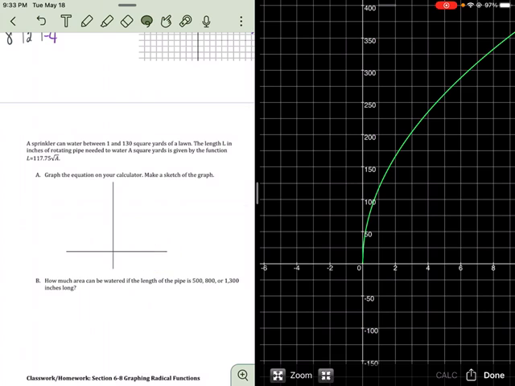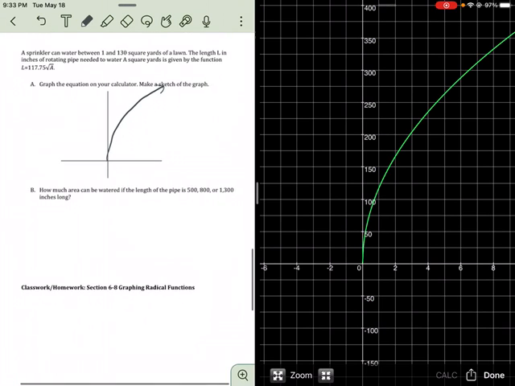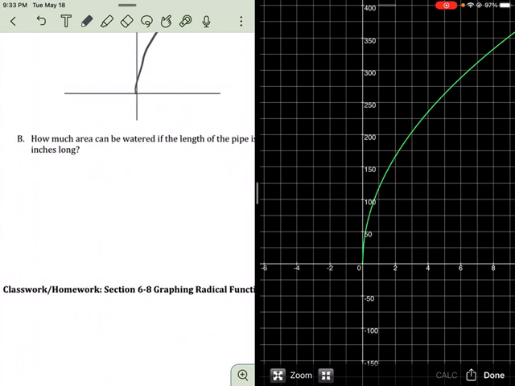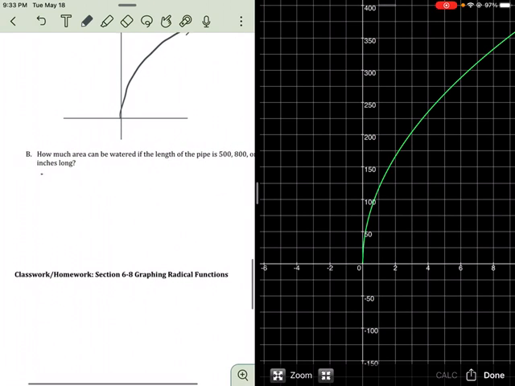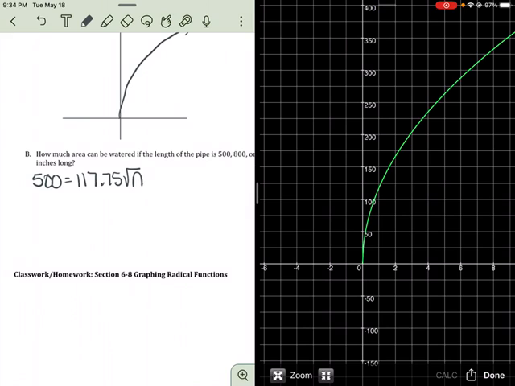All right, let's move this down. Okay, and we definitely are going like that. All right, so how much area can be watered if the length of the pipe is 500, 800, and 1300? So the length of the pipe is L. So it's kind of like 500 is equal to 117.75 square root of A.